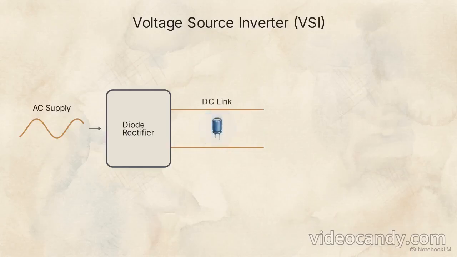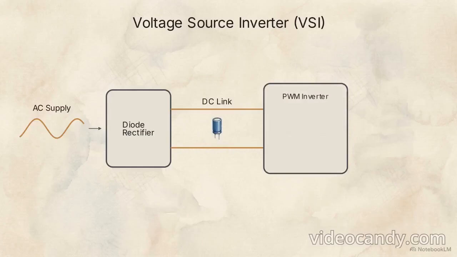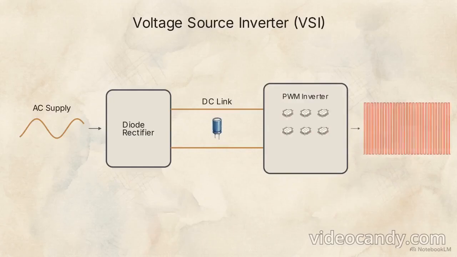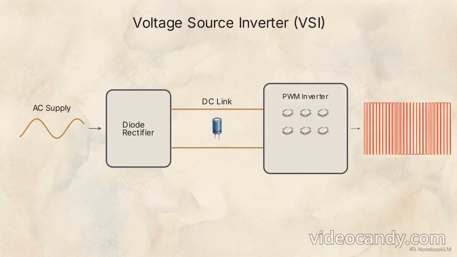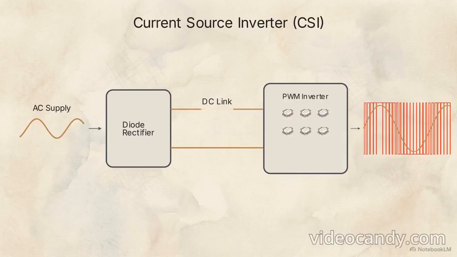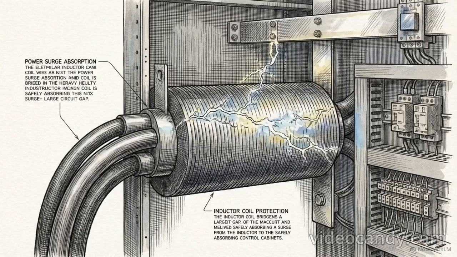We achieve this using a voltage source inverter, or VSI. It operates in two stages. First, a diode rectifier takes the fixed grid AC and converts it into a stiff, stable pool of DC power, smoothed out by a massive capacitor bank known as the DC link. Next, the inverter stage takes that DC power and uses insulated gate bipolar transistors to chop it into pulses. By rapidly varying the width of these pulses, a technique called pulse width modulation, the drive artificially constructs a brand new AC sine wave with the exact voltage and frequency the motor needs.